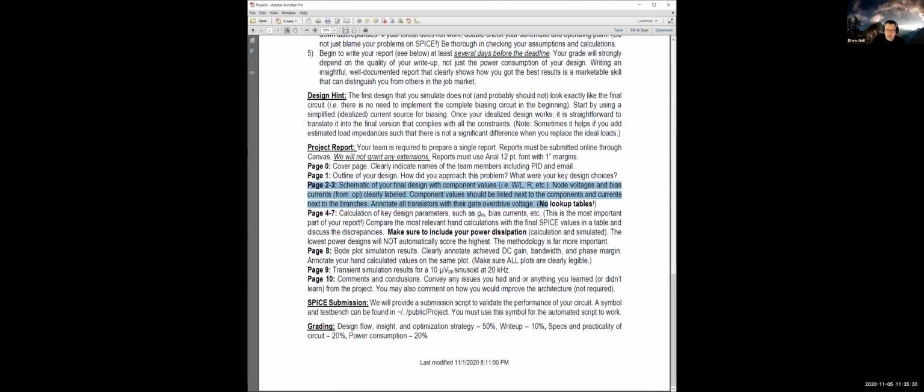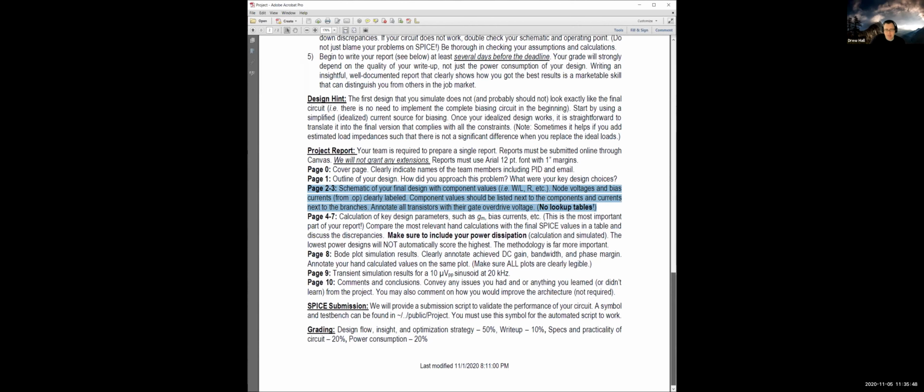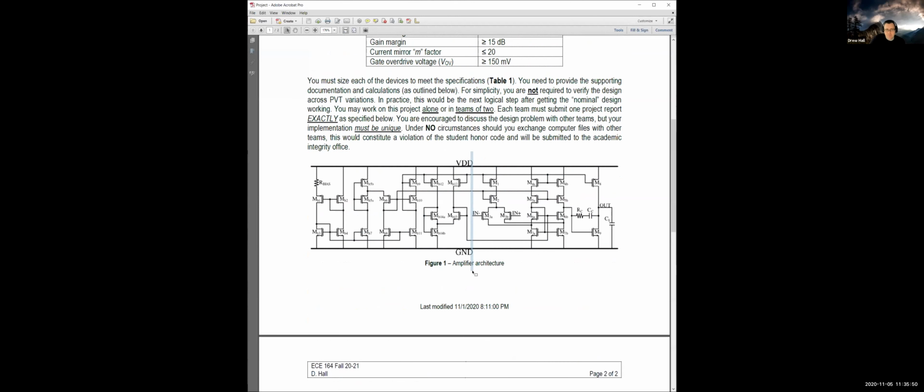Pages 2 and 3, I want to see a schematic of the final design. Importantly, I've given you an extra page this year. In the past, I only had 1 page. I'm giving 2 pages. I would suggest separating your bias current or your bias block and your signal path, i.e. cut the circuit in half right here.